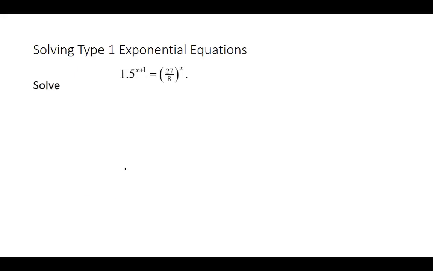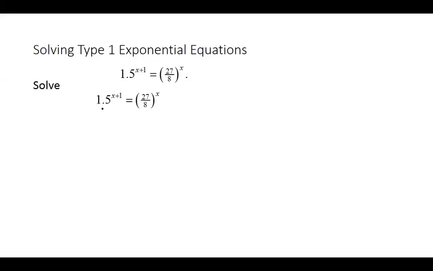Here we want to solve 1.5 to the power of x plus 1 is equal to 27 over 8 to the power of x. We're solving for x here. Now the goal is to see if we can make the base the same. Here we have 1.5 on the left hand side. On the right hand side, we have 27 over 8. It's not as obvious as the other example we did before.